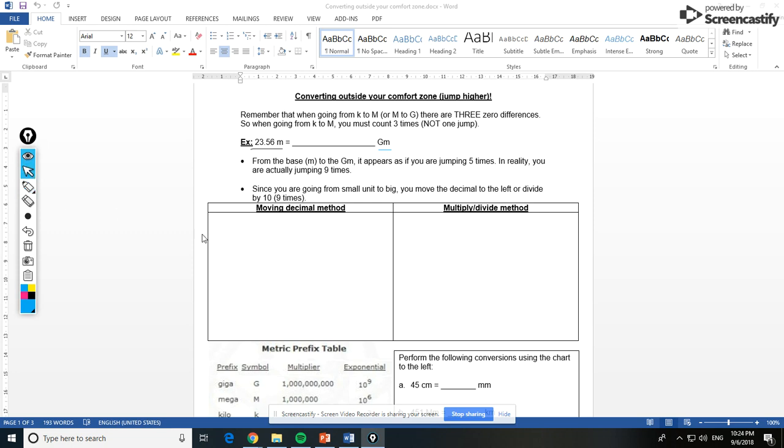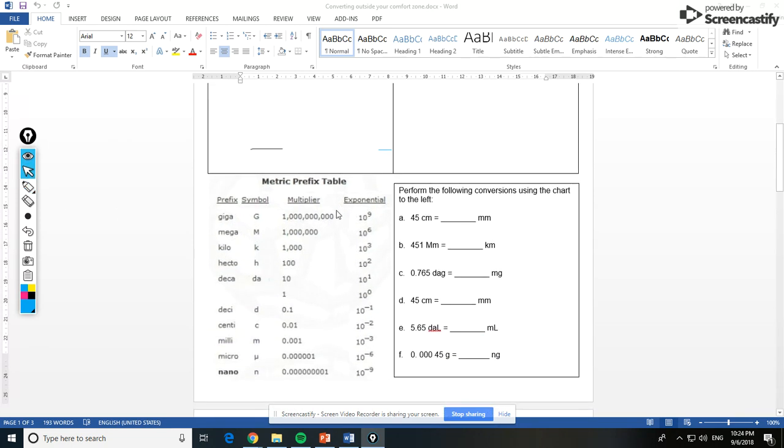And so what you can do is take a look at the table to see how you're going to do that conversion. So we're going from the meter to the gigameter. The meter is a base unit. Let's just erase that and get something we can actually see. And we're going to the gigameter over here. And so we need to figure out how many zeros difference there are between the meter and the gigameter.